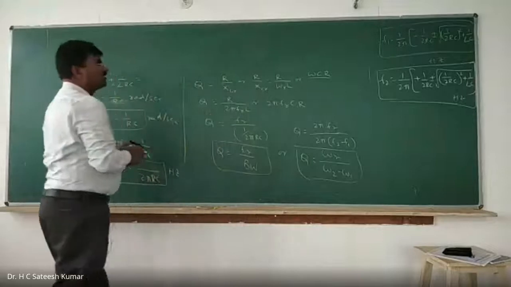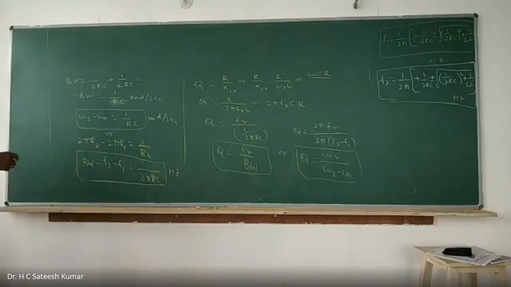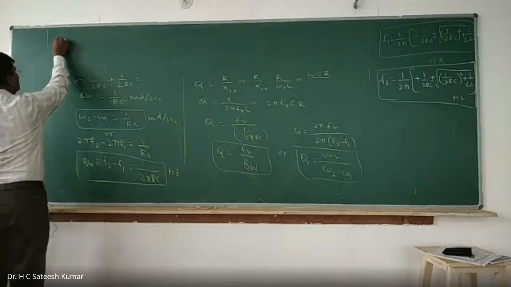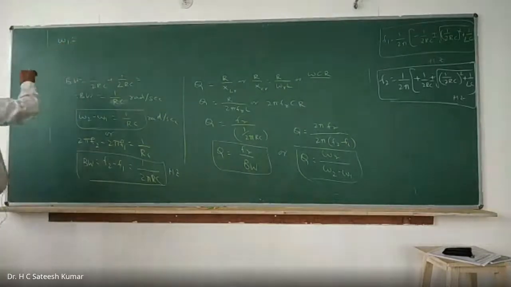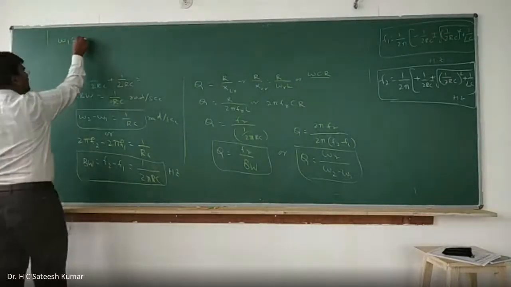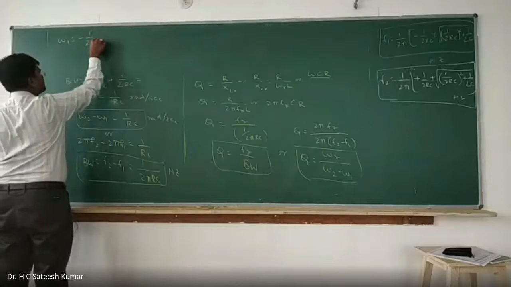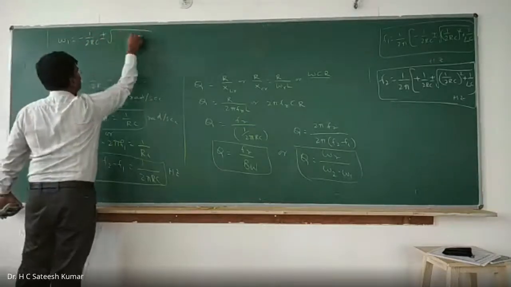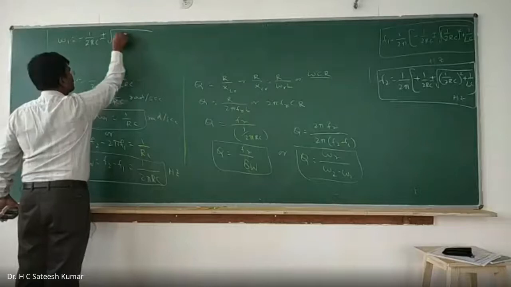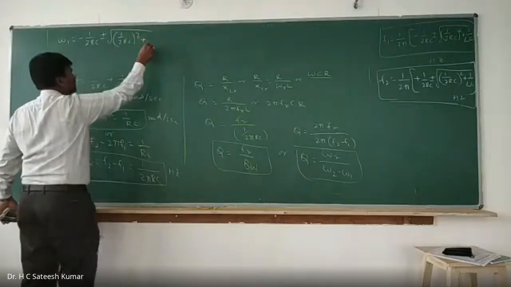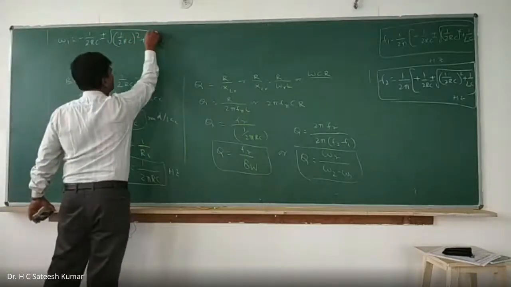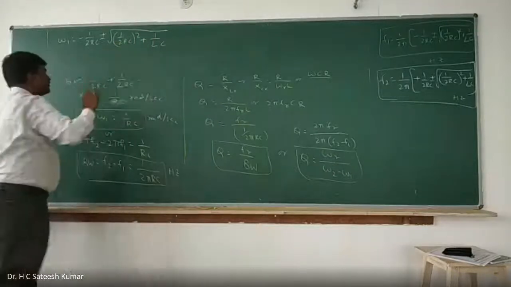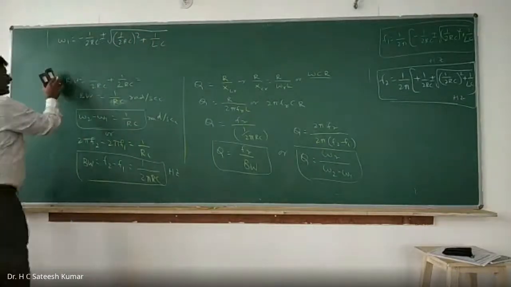Now let us go for bandwidth. In terms of bandwidth, how to represent omega 1 and omega 2. We all know that omega 1 is equal to minus 1 by 2 RC plus or minus square root of (1 by 2 RC) whole square plus 1 by LC. It is not so important for you now. Just keep it in mind.